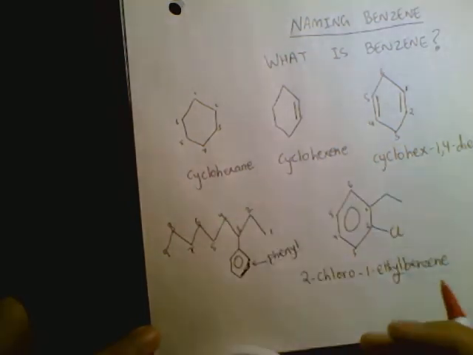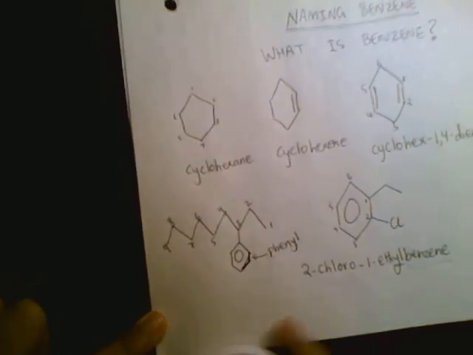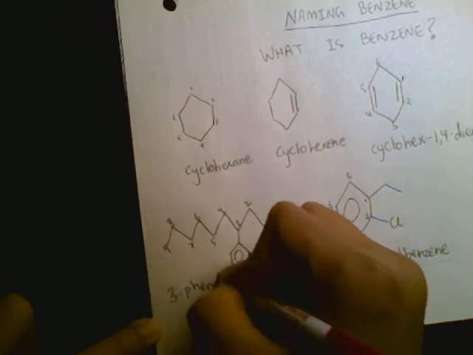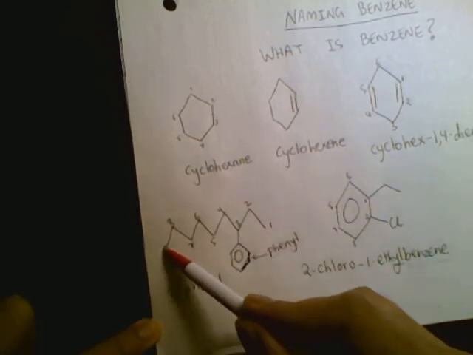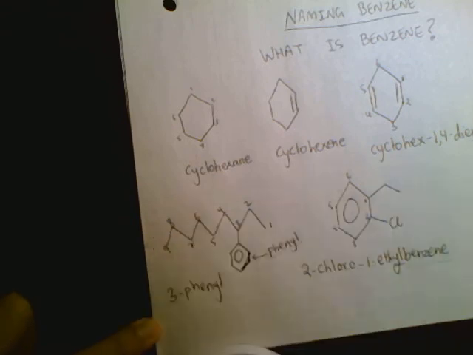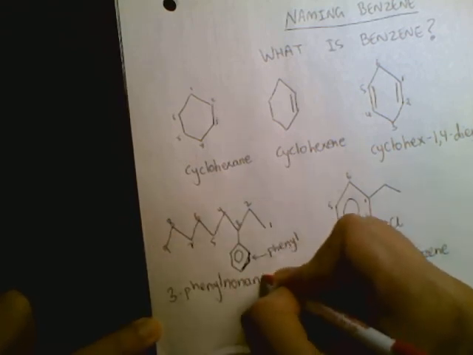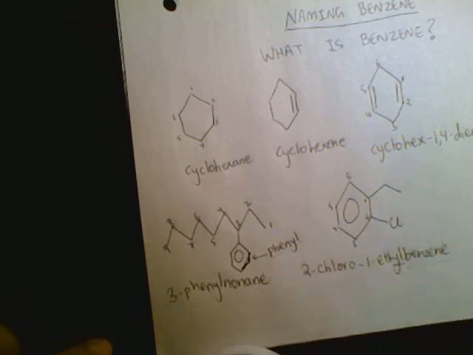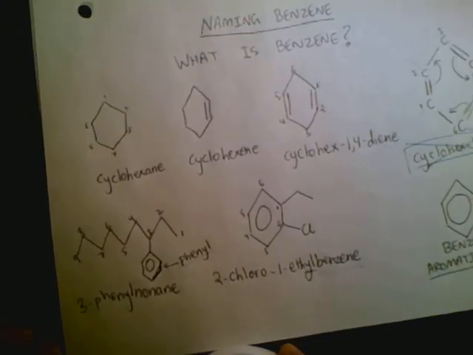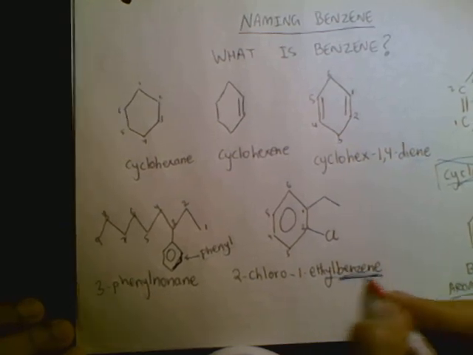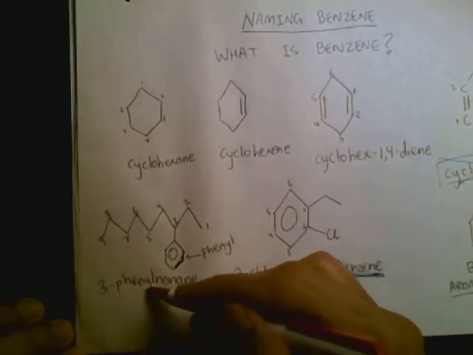So in this case, we would call it 3-phenyl, and 9 carbons, all single bonded carbons. So this would be nonane. Okay, 3-phenylnonane. So these are the only two new things you need to be worried about in terms of naming. Benzene, and as a side group it is phenyl.